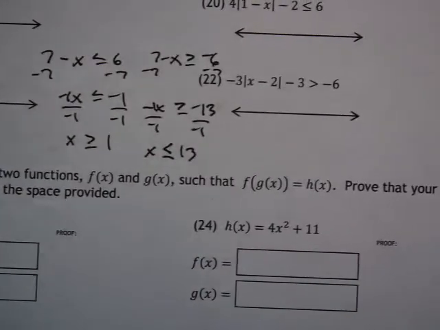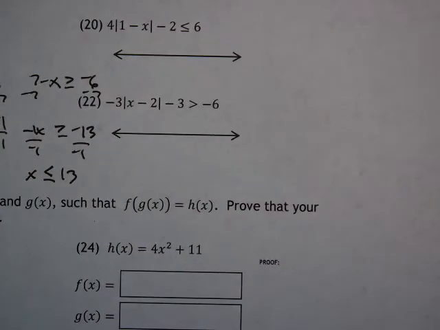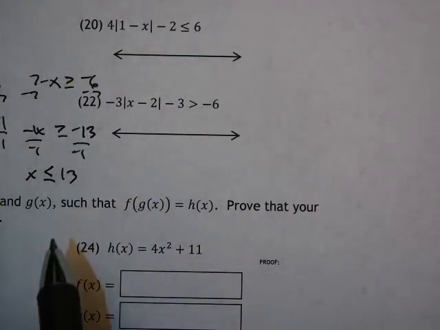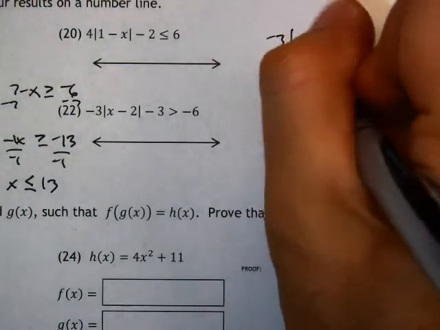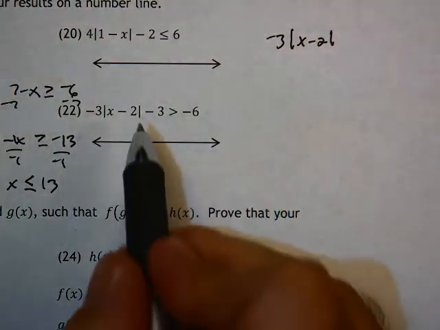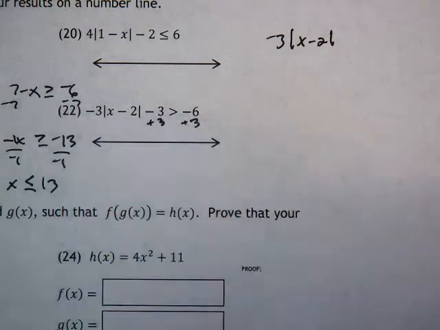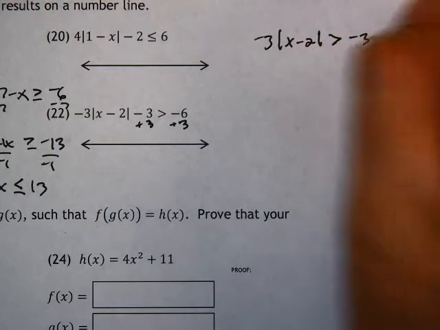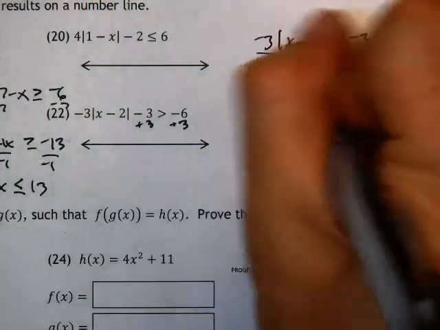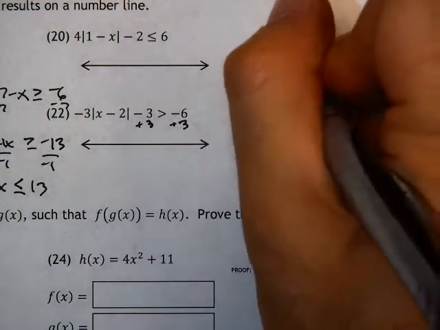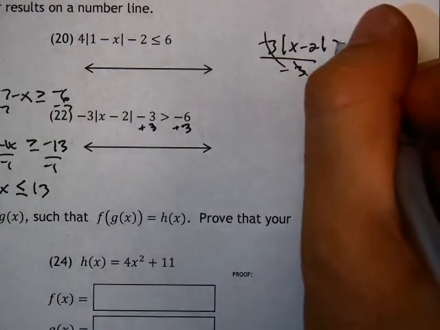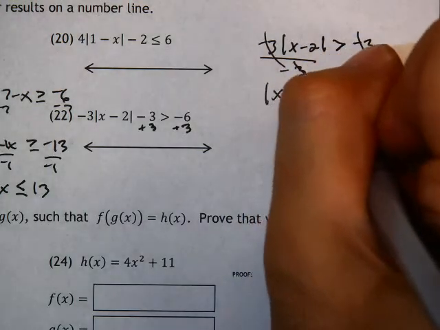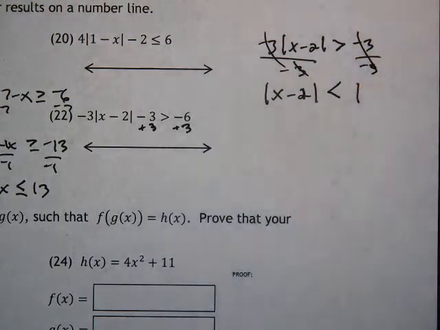Number 22, a little bit more complicated. Now we're going to do like we did in 21, but we have to move the negative 3 first. So what I'm going to do is rewrite negative 3, absolute value x minus 2. Now if I add 3 to both sides, I get a negative 3 on the right side. So this is still greater than. Now I get negative 3 here. Now to get rid of this negative 3, I'm going to divide by negative 3. And you can see there's a lot of flipping going on, because now I have to take that greater than and it becomes less than. So I've got absolute value of x minus 2 is less than positive 1.